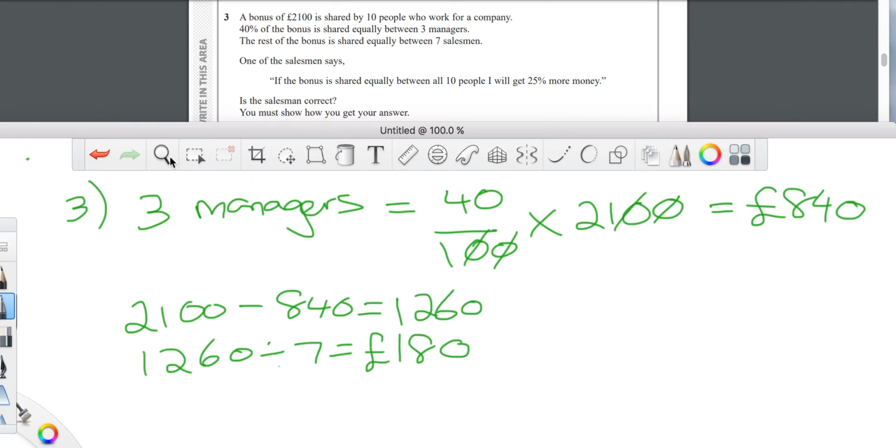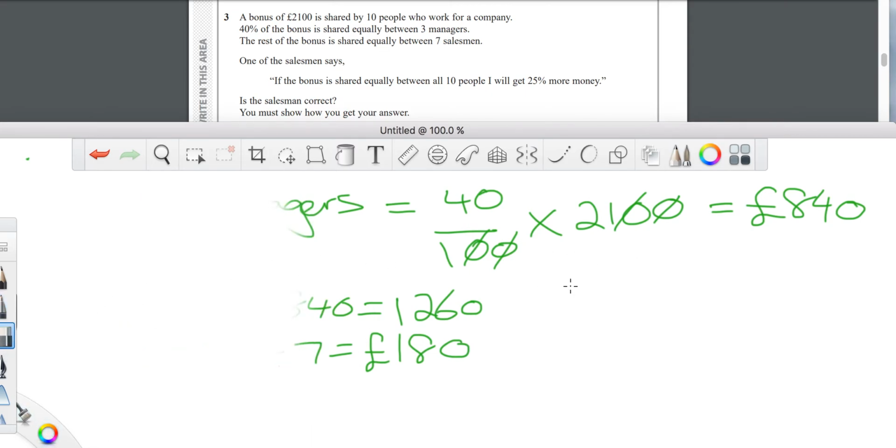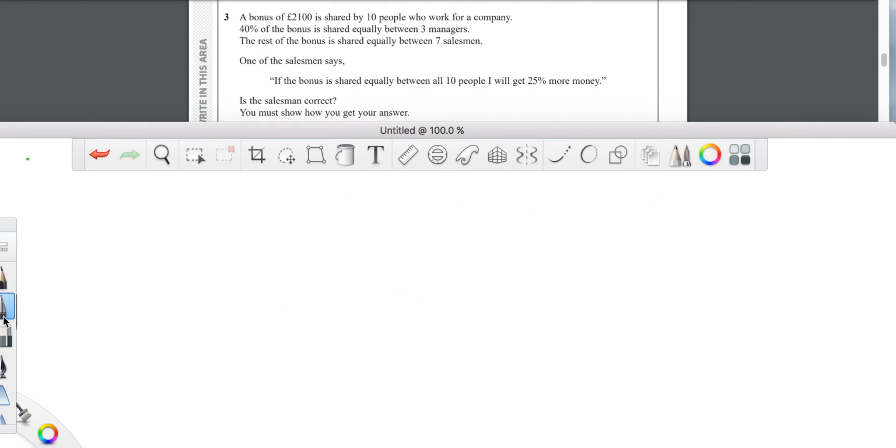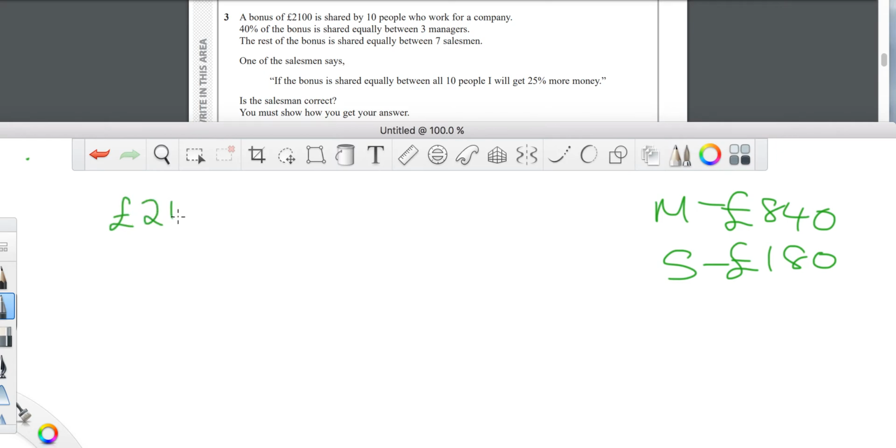Okay, so now we know the main numbers. Let's erase all this. We know that the managers get 840, the salesmen get 180. Let's write managers, salesmen. So if the 2,100 was divided equally by the 10 workers, it would be 210.